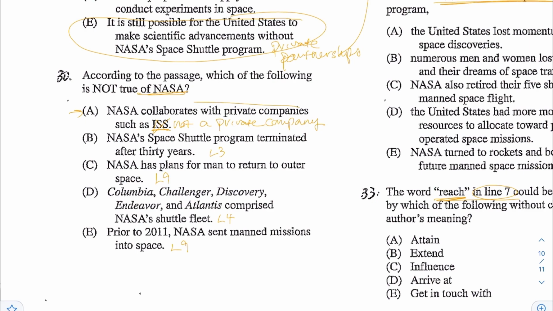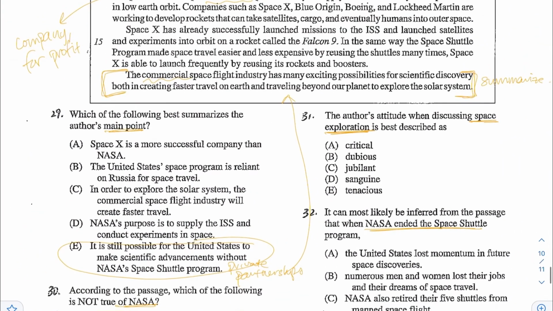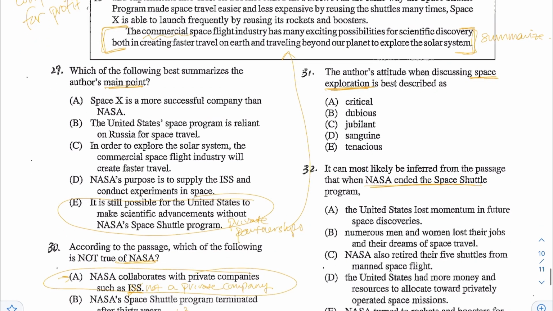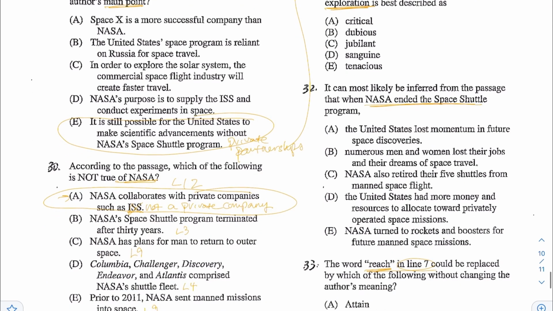So here the correct answer is A. Private companies are listed in line 12, and the International Space Station is not a private company. So 30 is choice A.